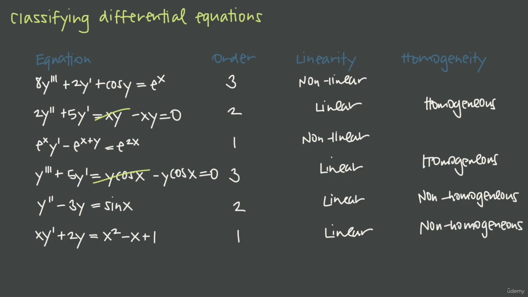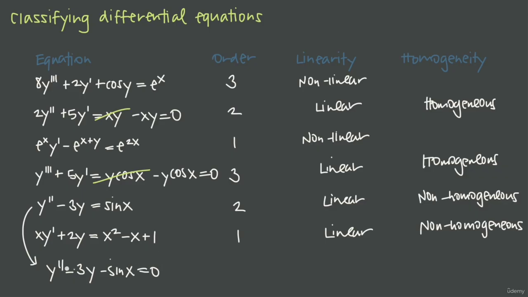Now you may be wondering why we can't call these last two equations homogeneous if we just subtract the terms on the right-hand side from both sides to move them over to the left. In other words, this equation here, if we were to rewrite it as y double prime minus 3y minus sine of x equals 0, why can't we call this a homogeneous equation?